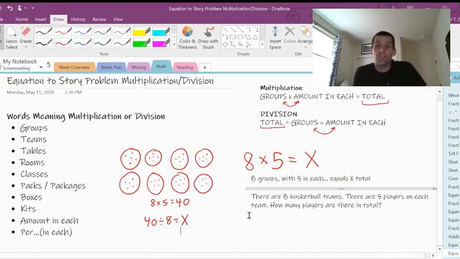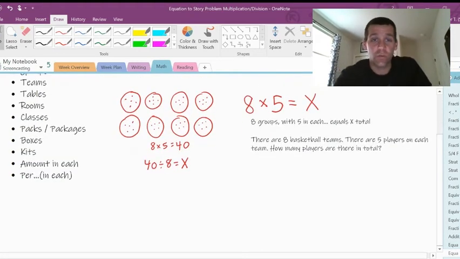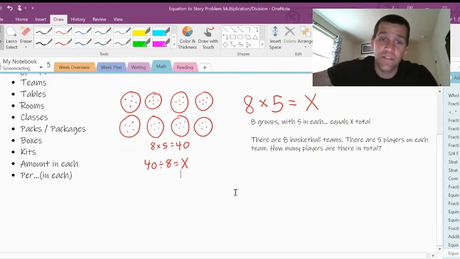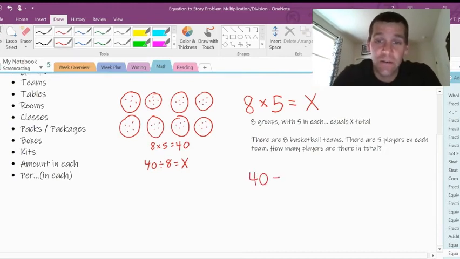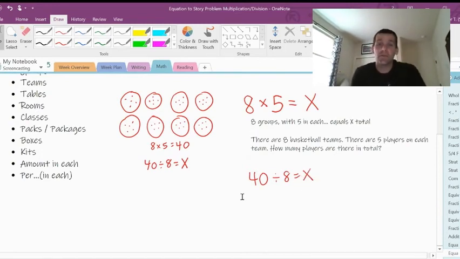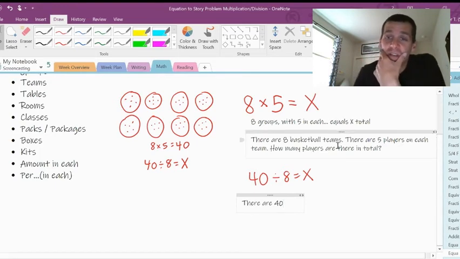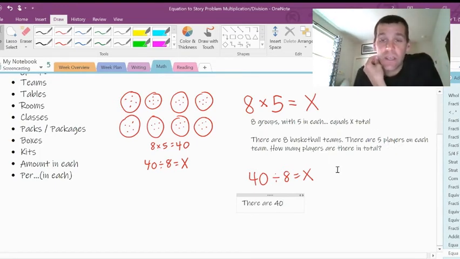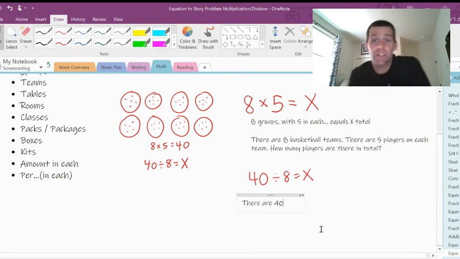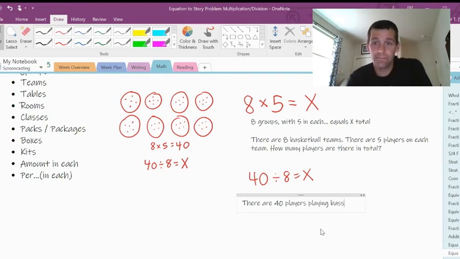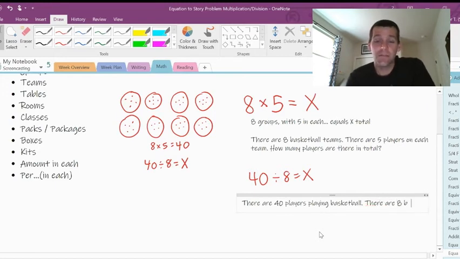So here, let's do that for our division down below and see how that changes as we're working. So here, if I look at this here, 40 divided by 8 equals x. Okay. So for division here, I'm going to start with my total. There are 40. I'm going to think about what that 40 is. It's a total of what? Again, just like up here, am I looking at teams or am I looking at players? Here again, because it's my players, right? I'm going here. There are 40 players playing basketball. There are 8 basketball teams.